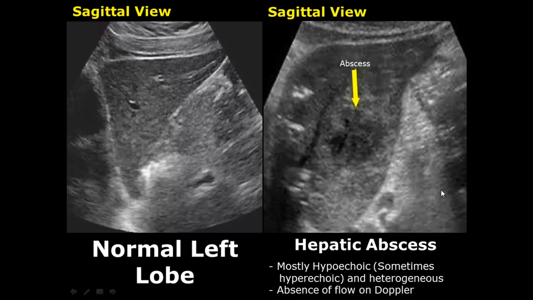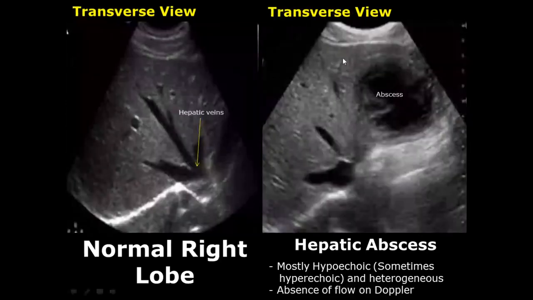An abscess can have variable appearances. Mostly it is hypoechoic, but depending on its density it can be hyperechoic, and also it is heterogeneous. But the main feature is that it will have no flow on Doppler, which can distinguish it from other masses.